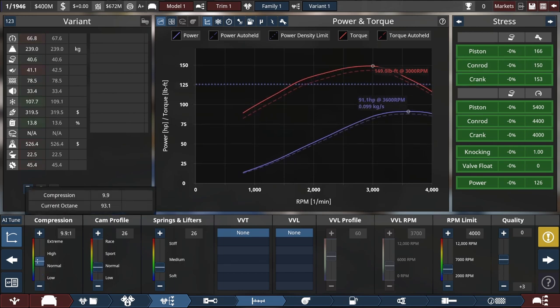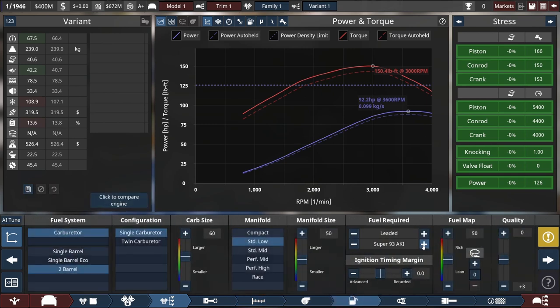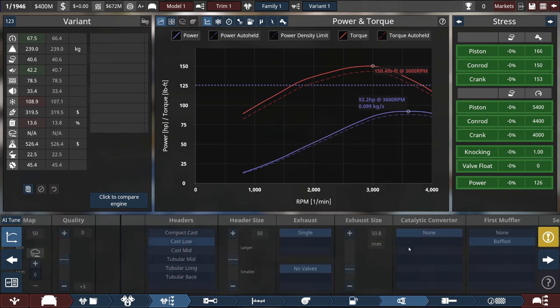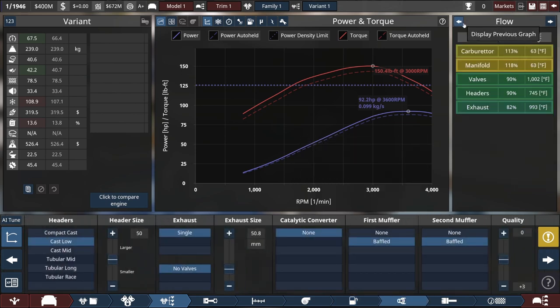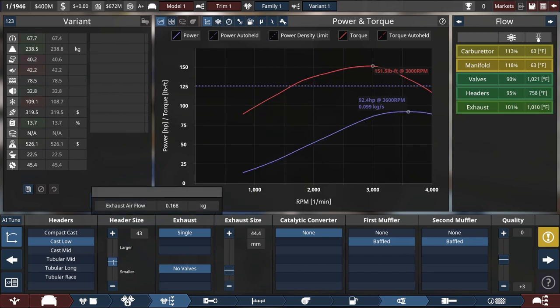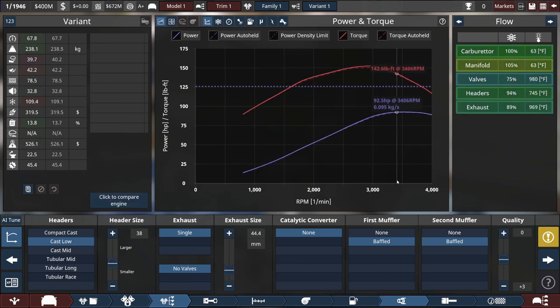Keep adding compression until we stop getting more power from it. And that should about do it. I'm not going to super fine tune this, just to show you that you don't have to make the best possible car to sell well.